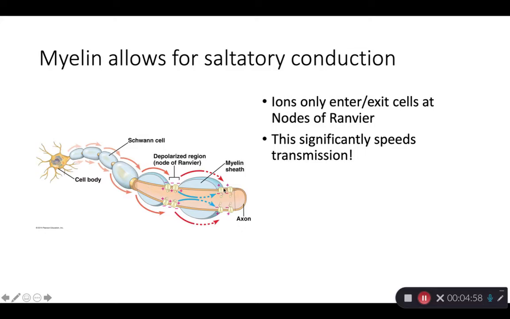And they will depolarize the first sodium channel in the next node of Ranvier. So this is going to very significantly speed transmission because you're just cutting out the number of ion channels that need to open and close. So this really speeds it up by quite a bit.